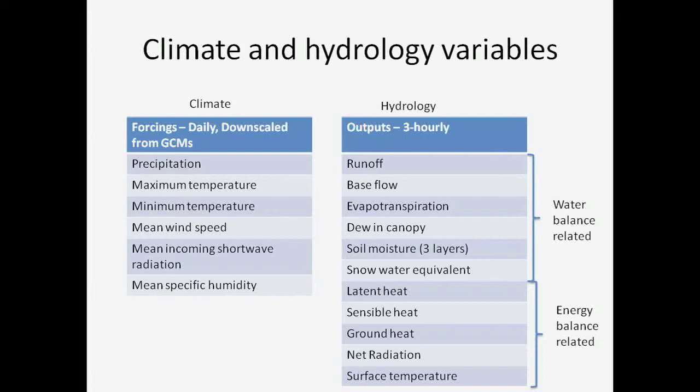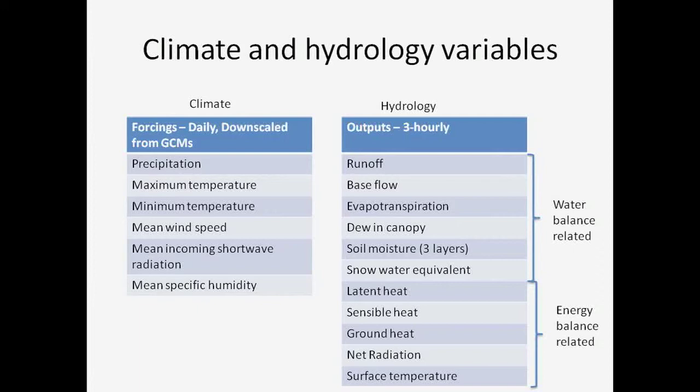And the output variables can be divided into water balance related variables and energy balance related variables. They include runoff, base flow, evapotranspiration, snow water equivalent, for example. The energy balance variables include latent heat, sensible heat, net radiation, etc.